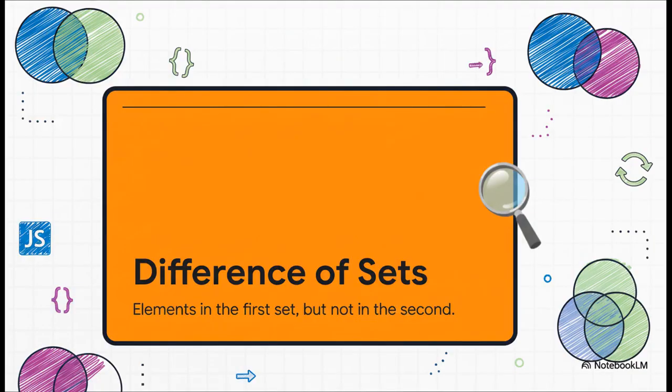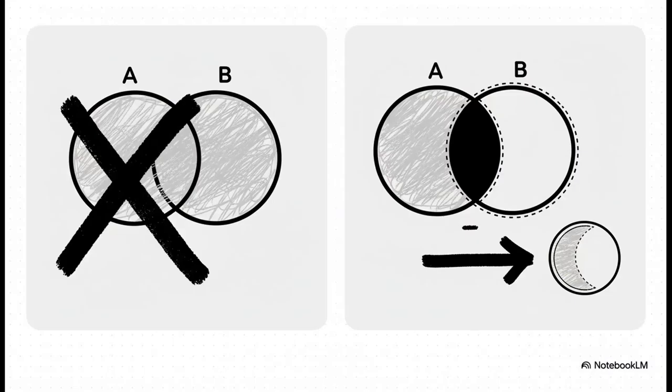Okay, let's move on to difference. This operation is for when you want to find all the elements that are in the first set but are not in the second one. It's super useful for finding out what's unique to one group when you compare it to another. And here we go again, replacing another manual filter. But this time, we're getting rid of that sneaky little exclamation mark in the logic, the one that's so easy to miss in a code review.